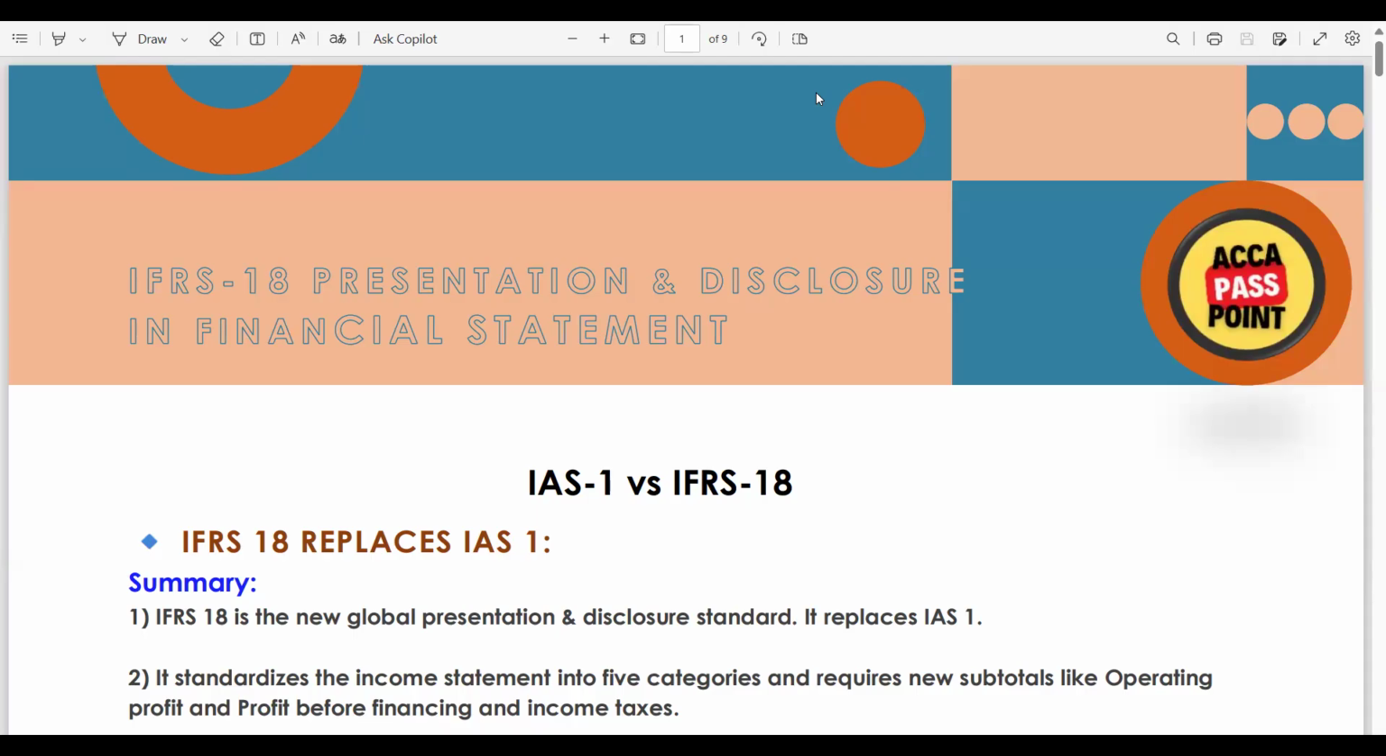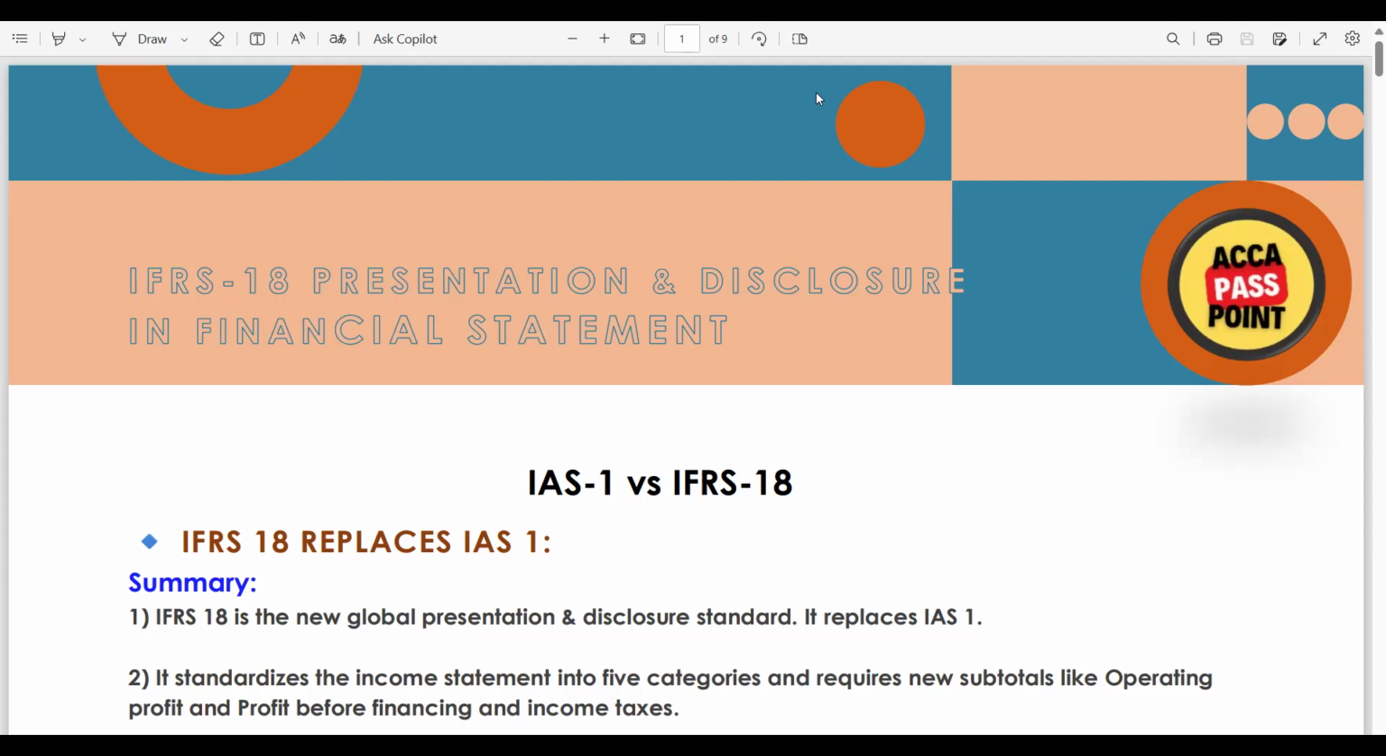Before starting IFRS 18, let me tell you about the major changes. It changes the statement of profit and loss, as additional defined totals will provide better consistency. Also, it is introducing disclosure requirements for management performance measures, which will increase transparency, and strengthening the requirements on aggregating and disaggregating information. Once we read the next slides, we will get a better idea.